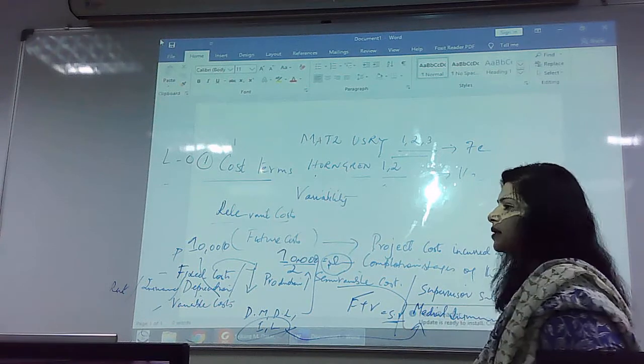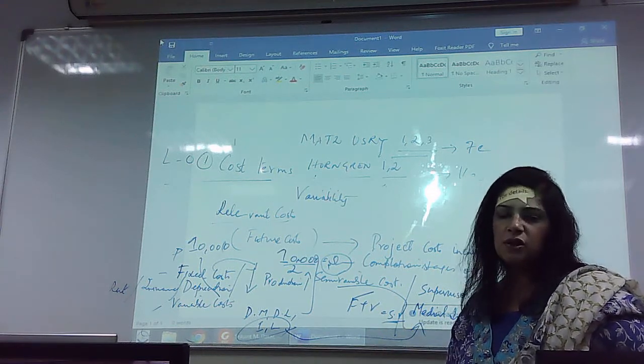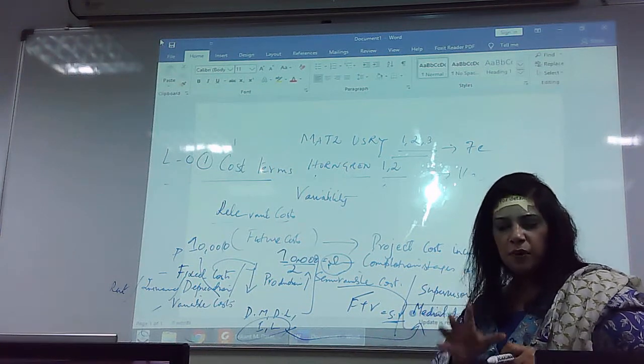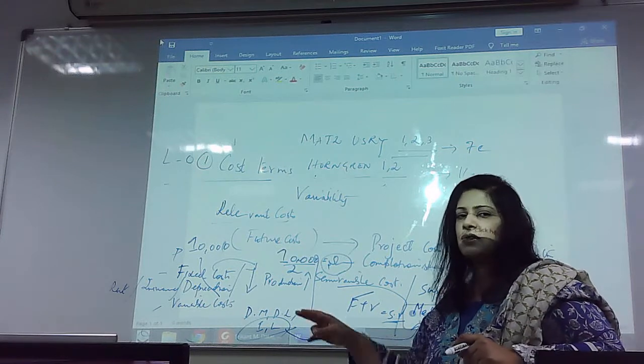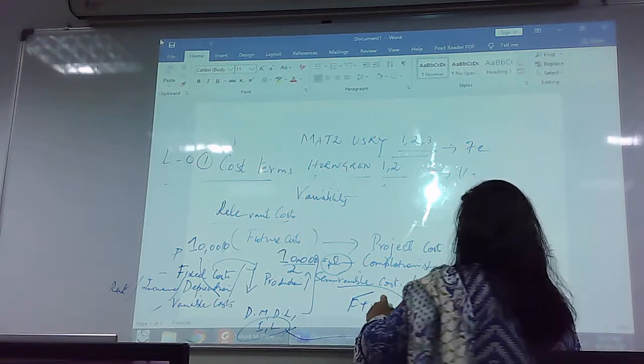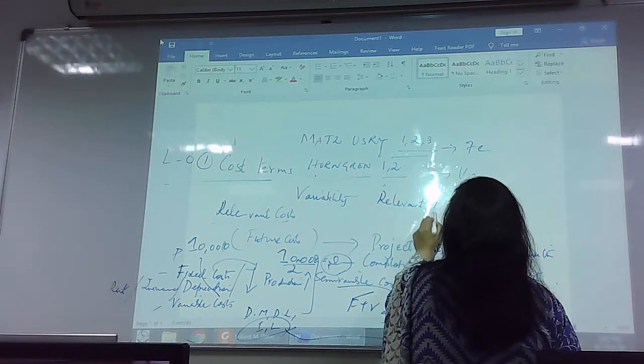Then medical insurance is fixed for each employee as per his salary. So when it is fixed for his salary, but then it ranges, it's the relevant range. I'm using the word relevant range.